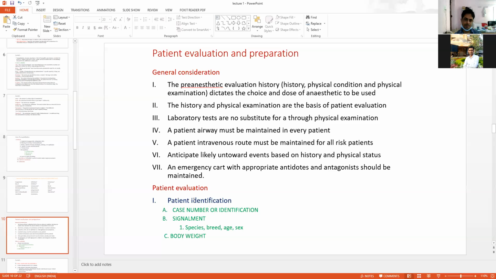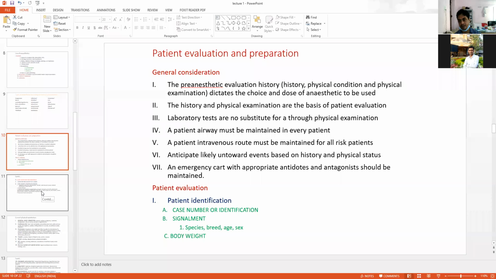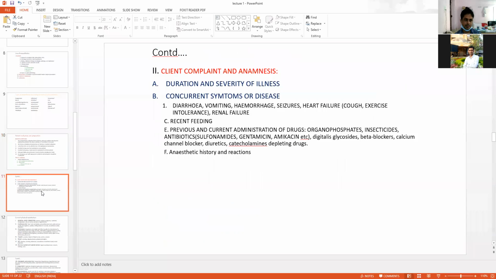Now, patient evaluation. Already I have discussed species, breed, age, sex, and body weight is very important, because we administer anesthesia on the basis of body weight. So these things we have to note down before administration of anesthesia. Then severity of illness, duration and severity of illness. Suppose the animal has a fracture or intestinal obstruction, then you have to take the history of how many days your pet has had this disease. Concurrent symptoms of the disease: diarrhea, vomiting, hemorrhage, seizures.